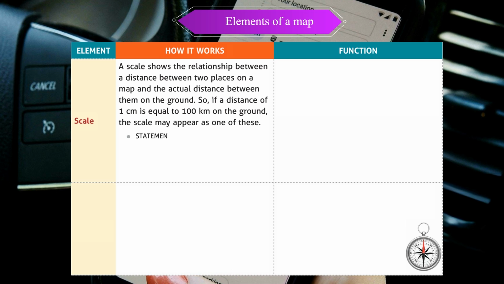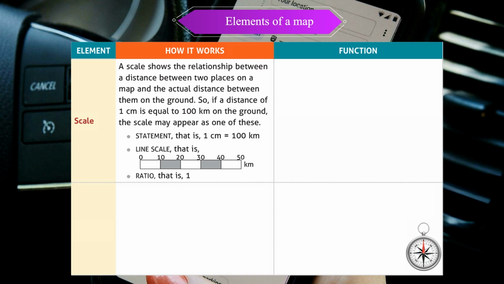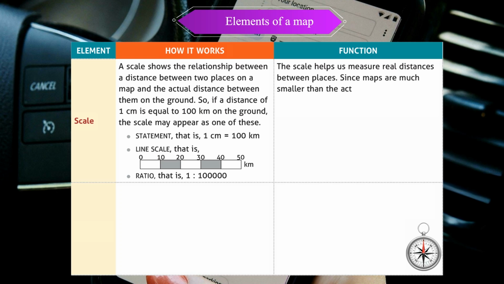Statement, that is, 1 centimeter equals 100 kilometers. Line scale, that is, 0, 10, 20, 30, 40, 50 kilometers. Ratio, that is, 1 represents 1 lakh. The scale helps us measure real distances between places. Since maps are much smaller than the actual Earth, the scale tells us how much the features have been reduced in size.